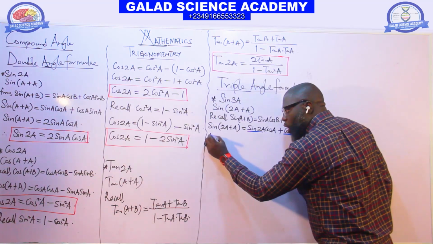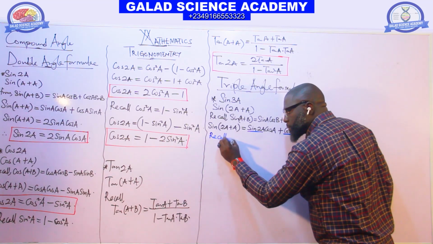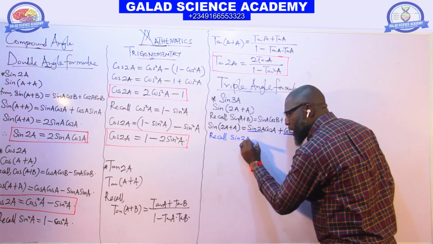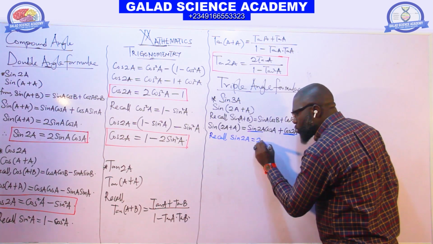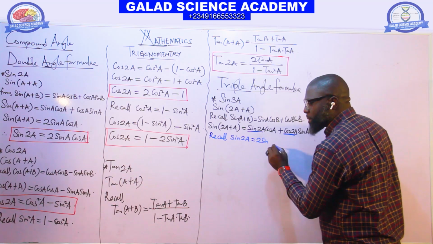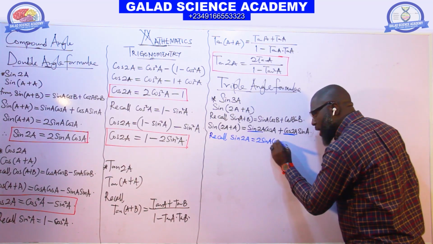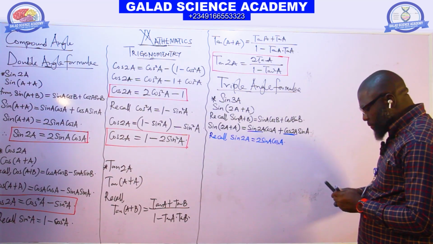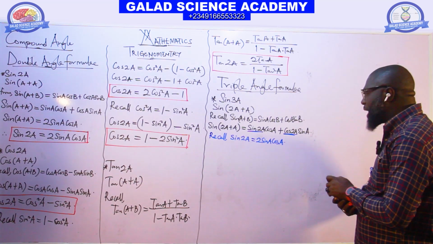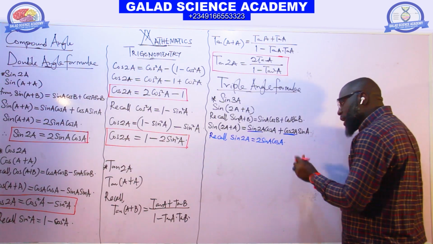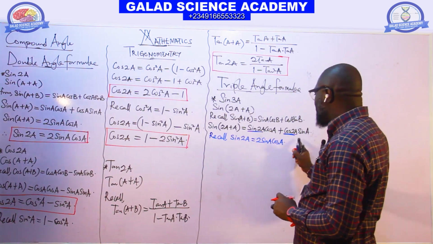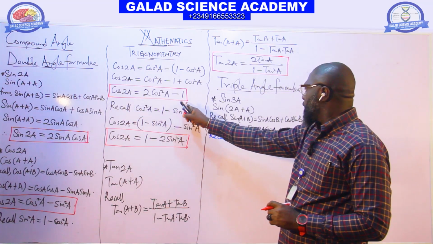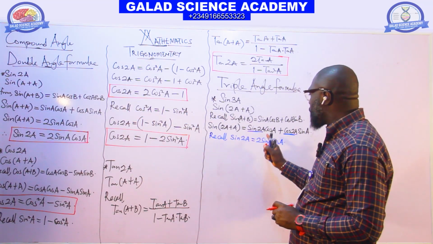Can I say that sine 2A will give us 2 sine A cos A? Abi? And again, this cos 2A, you can also divide in this way. But don't forget, we are looking for sine.